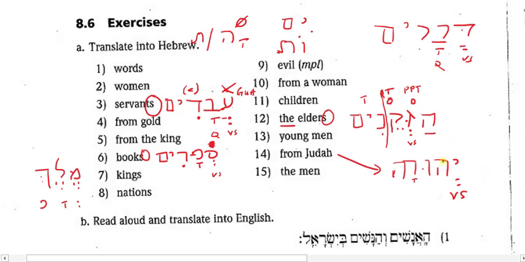So anyhow, what would have happened here? Well, the noon would assimilate, right? You take the mem and the noon would become a doubling dot here, right? So mi-Yehuda. Okay. So what happens at this point?